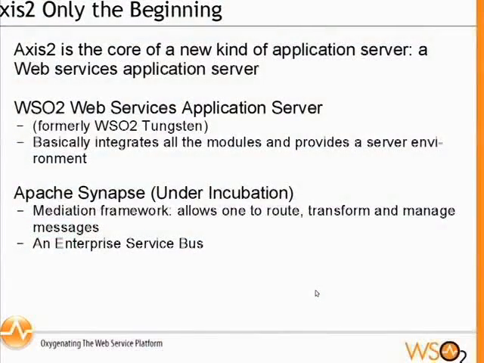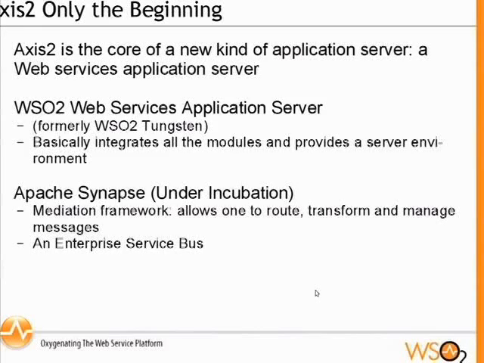So Axis2 is really only the beginning of this stack of web service stuff that we're trying to build. It's the core of essentially what becomes an application server. The Axis2 engine becomes the guts of an application server. So we have something called a WSO2 web service application server, which is a packaging that takes Axis2 in the guts, in the core, and then wraps a runtime environment so that you can open up different listeners and send messages to it, and it runs as a server, basically. Right? So it's an alternative to a J2EE application server.